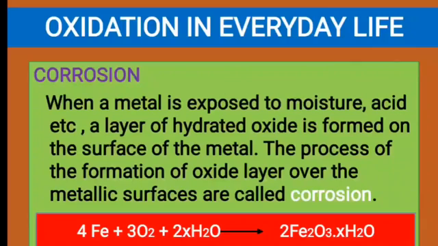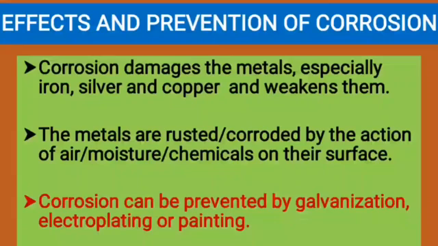The best example of oxidation reaction in our daily life is corrosion. When a metal is exposed to moisture or acid, a layer of hydrated oxide is formed on the surface of the metal. The process of formation of an oxide layer over metallic surfaces is called corrosion. In our atmosphere, we have oxygen as well as water molecules. So when they react with iron, we get rust. Iron gets corroded.